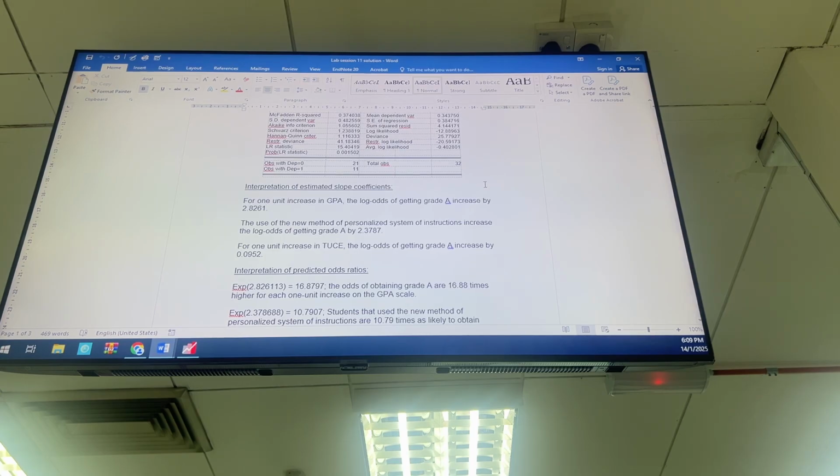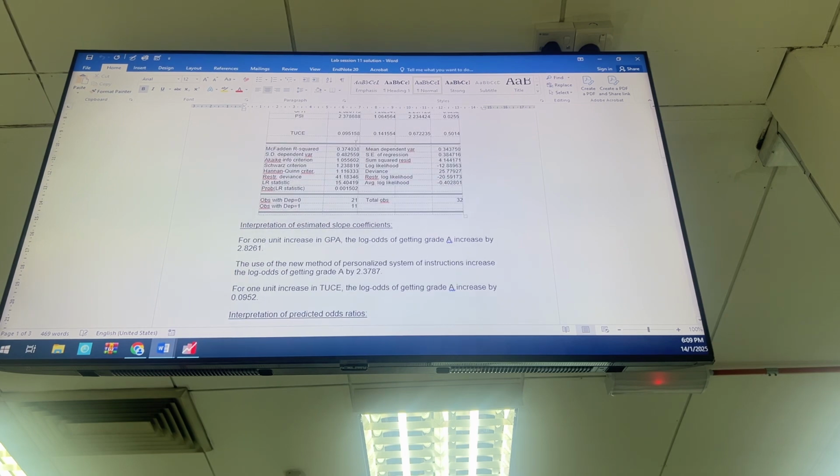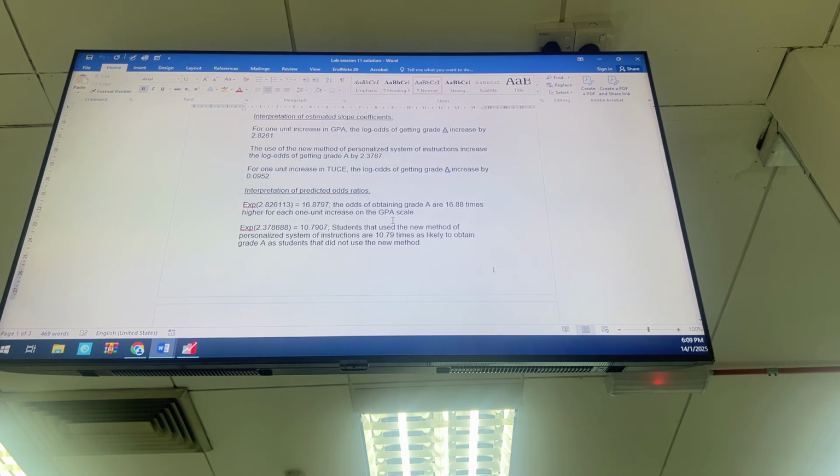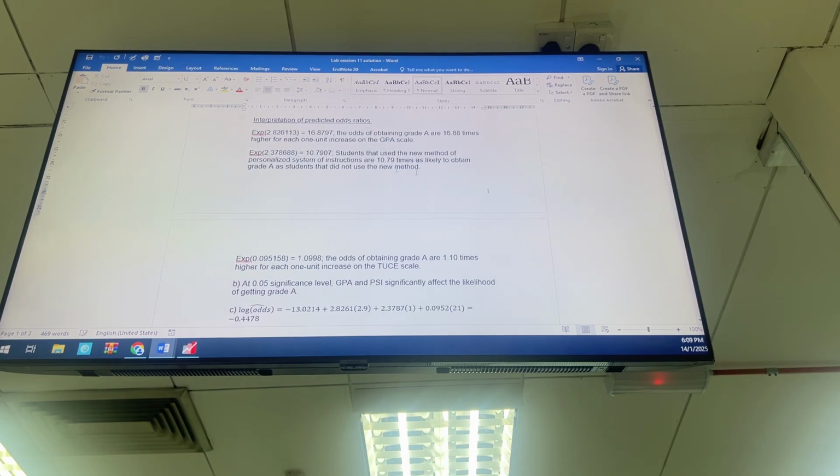0.052. And then you can use the anti-log, meaning the exponent of these values, the exponent of this estimated coefficient, to get the predicted odds ratio. Okay. So you just take the exponent of this one, 2.8, you get 16 something. And then you see that the odds of obtaining grade A are 16.88 times higher for each one unit increase in GPA.